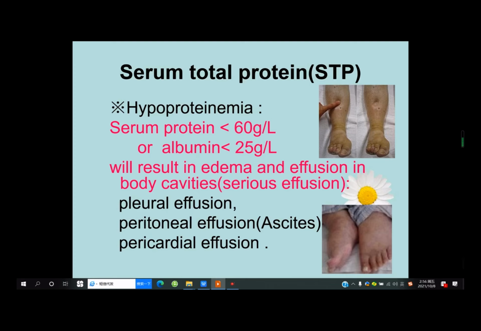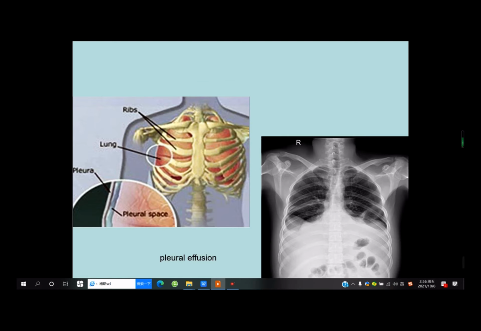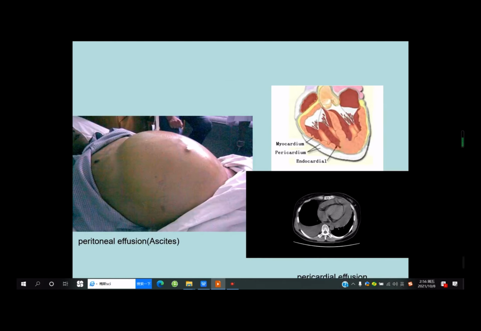When serum total protein is less than 60 grams per liter, or albumin is less than 25 grams per liter, the patient is suffering hypoproteinemia, which will result in edema and effusion in body cavities. Pleural effusion, peritoneal effusion, and pericardial effusion are the most common effusions. This picture is the pleural effusion. The left picture shows a peritoneal effusion. The right picture shows a pericardial effusion.